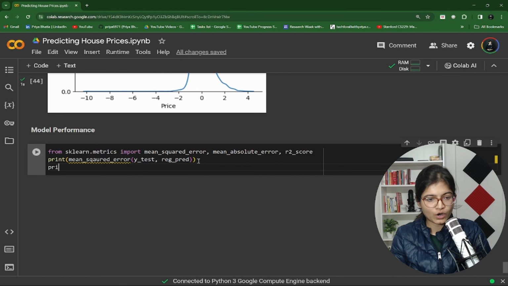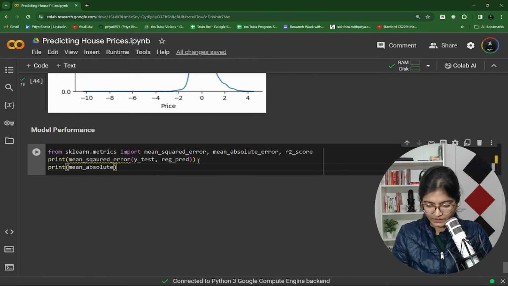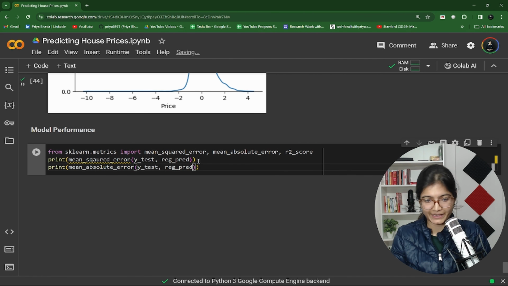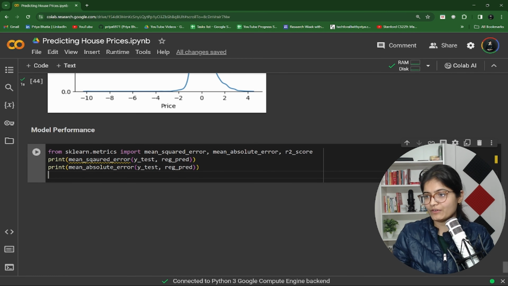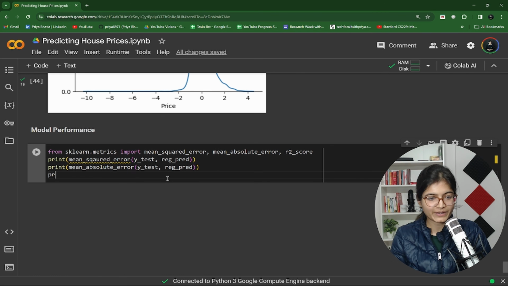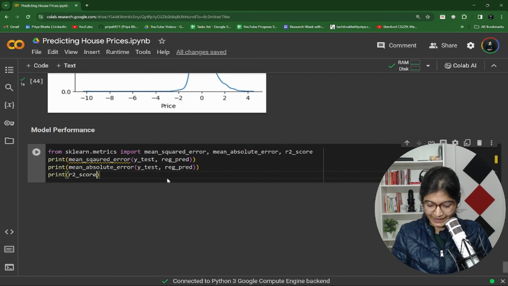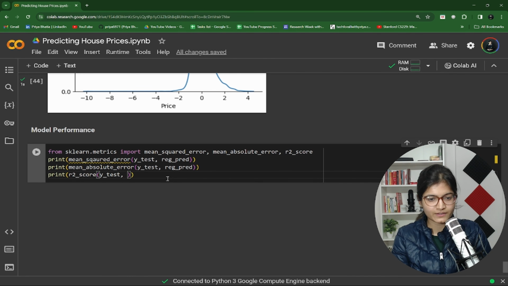Similarly, if you want, you can print the value of the mean absolute error. Similar to that, you can just write it down, with y_test and reg_pred again. Similarly, let's say we want to print the R square score that we will be able to get. So you can print that as well. You can say print R2 score, and here again, you can mention these two values: y_test and the regression predictions.